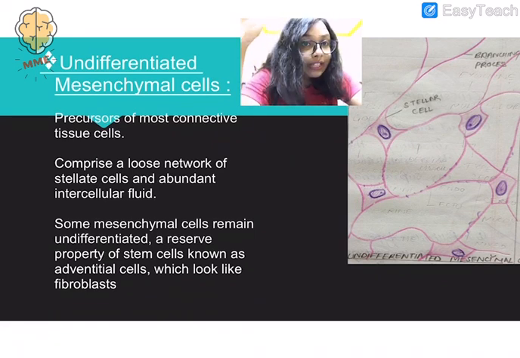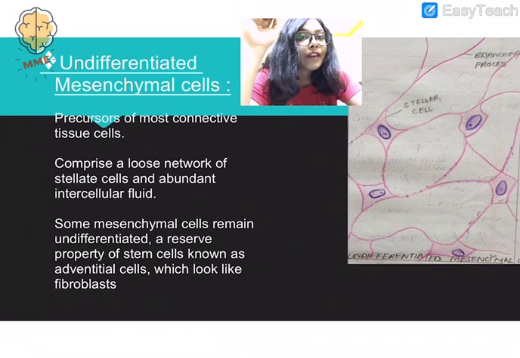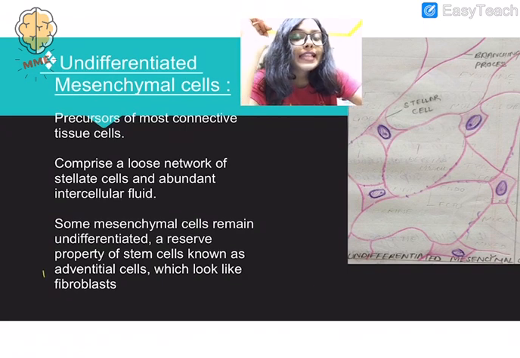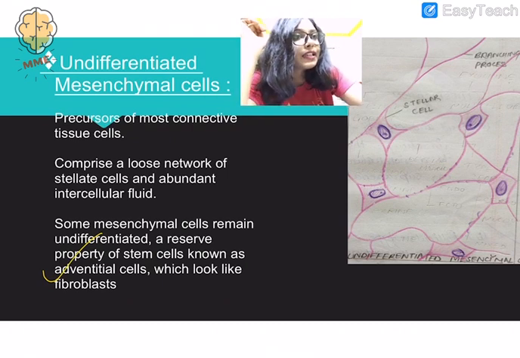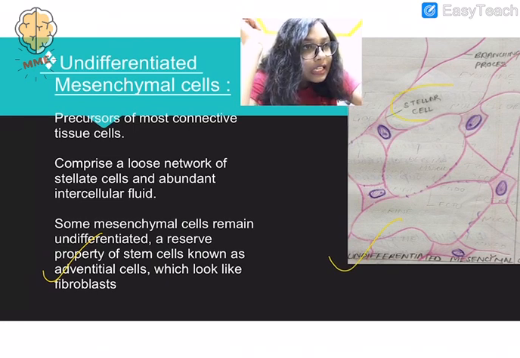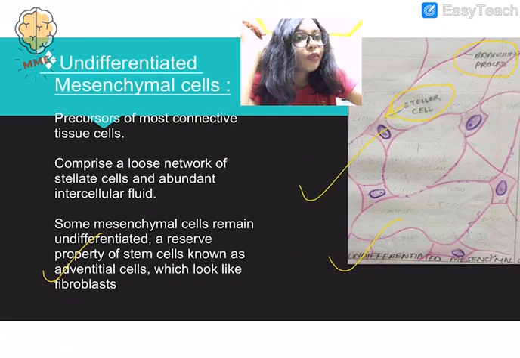They have a loose network, they have stellate cells, they have abundant intercellular fluid. Then some of them remain undifferentiated, and they serve as a reserve of stem cells. Also known as adventitious cells, which look like fibroblasts. So here you can see the undifferentiated mesenchymal cells. You can see the stellate-shaped cells here, with branching processes arising from them. And this is how you are going to draw the undifferentiated mesenchymal cells.